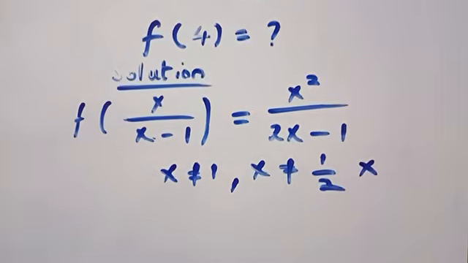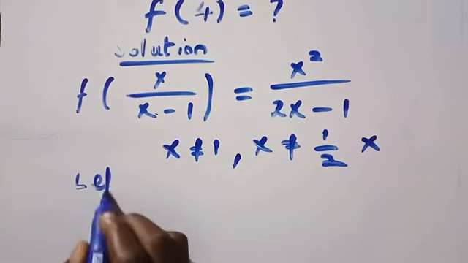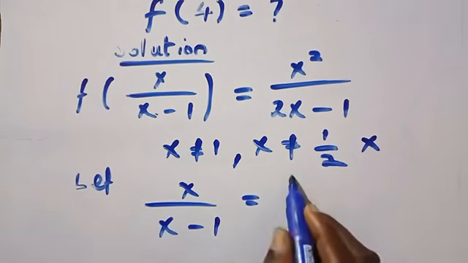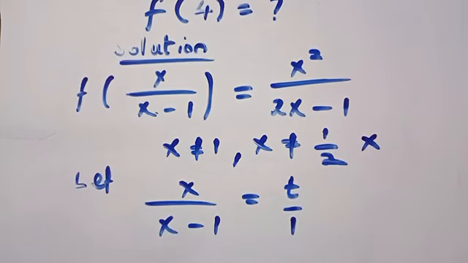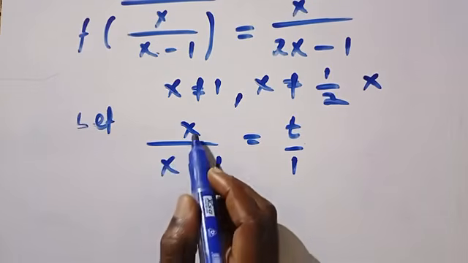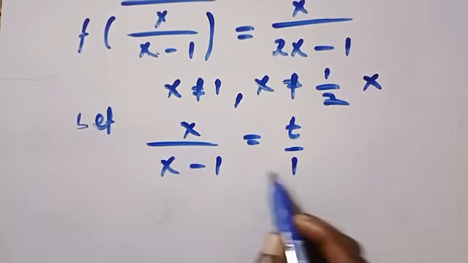So let's try and provide a solution to f of x. We are going to let x divided by x minus 1 be equal to t divided by 1. Then we make x the subject of the formula. We have x here, x here. We want to have only one x. And what to do is we cross multiply.